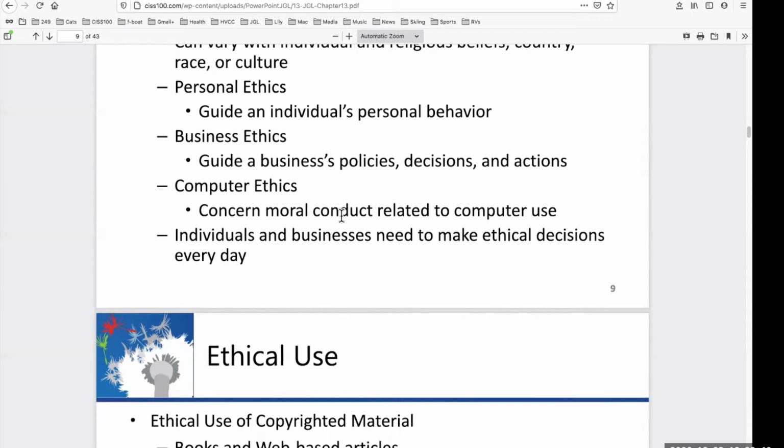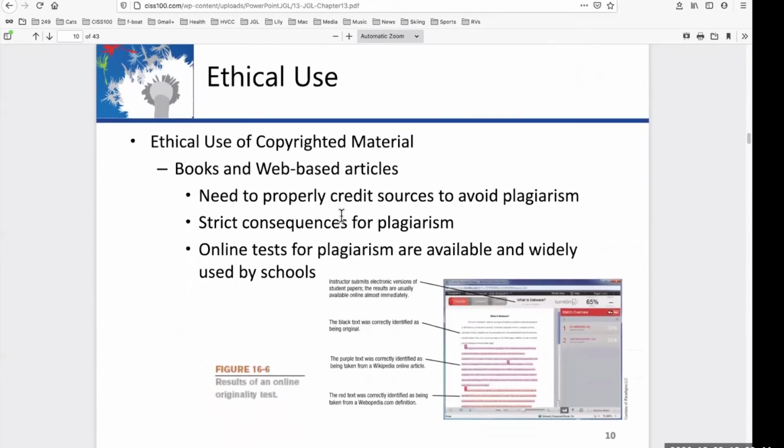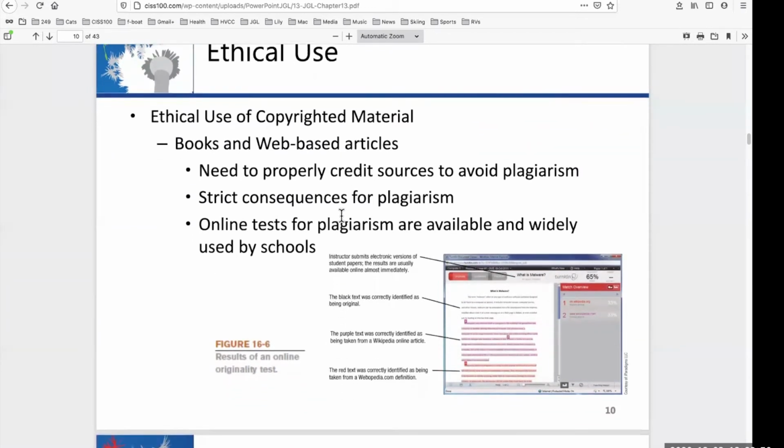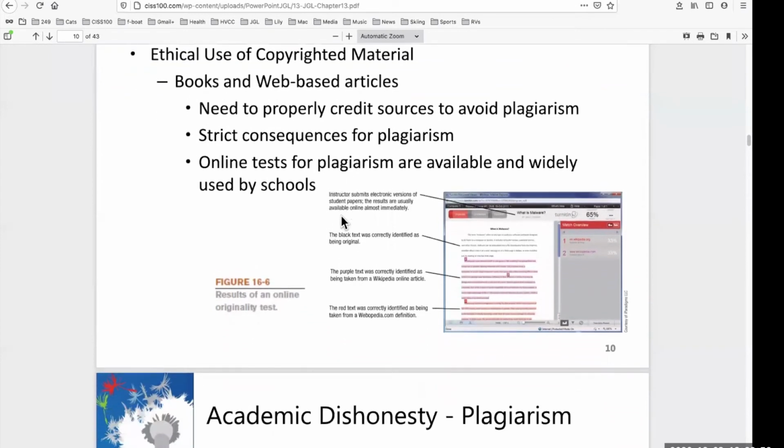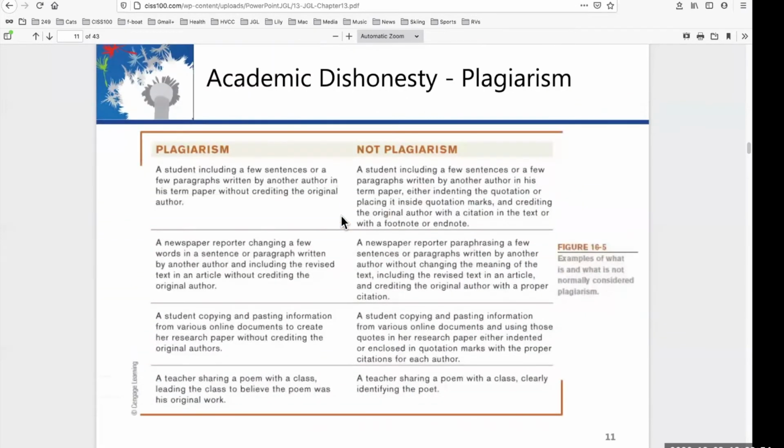In internship, I actually require it. You have to read the computer use policy. Hopefully it creates a good, lasting behavior. Ethical use, we know about it, in copyrighted material, especially with books. When it comes to academics, we talk about academic dishonesty, plagiarism, including sentences or a paragraph or something that you didn't write, using code you found on the internet.